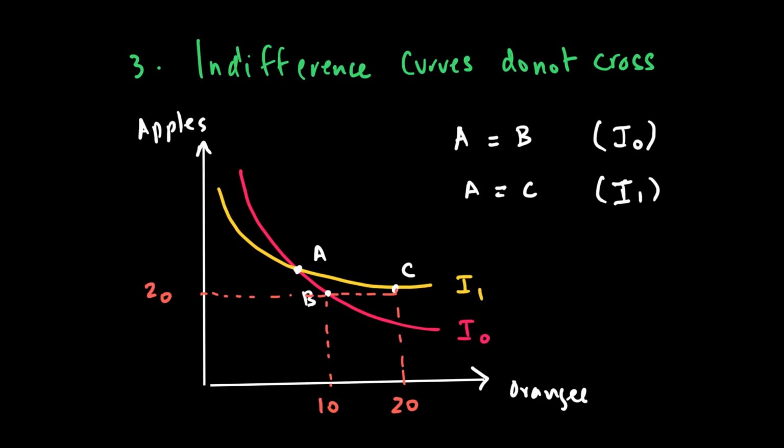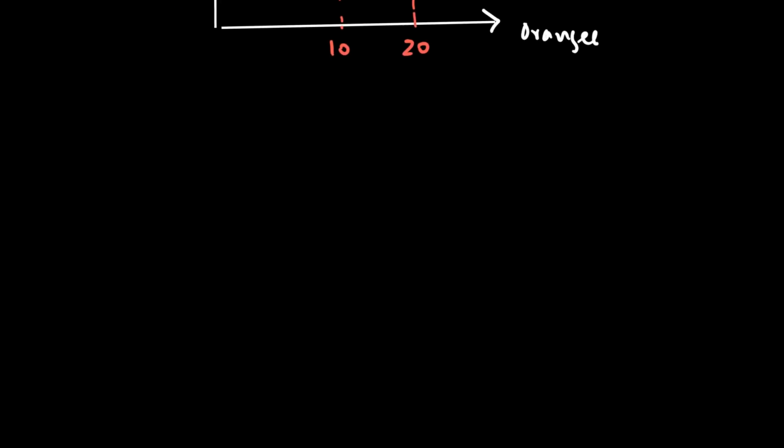So by looking at the diagram, if more is better, then C is greater than B. But that doesn't make any logical sense, because if C is greater than B, then C can't be equal to A, because A is equal to B, and A is equal to C. By that logic, B should be equal to C and not C greater than B. So in short, indifference curves do not cross, because if they do, then it is logically inconsistent for them to cross.